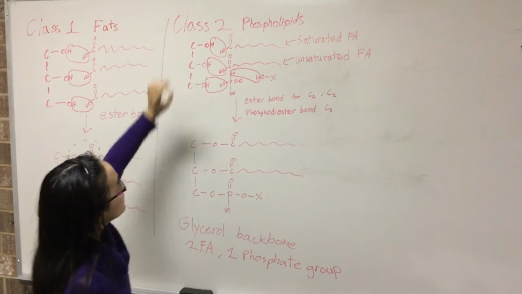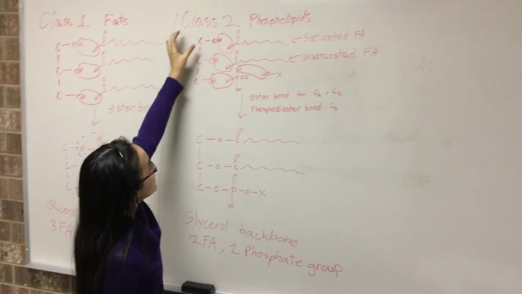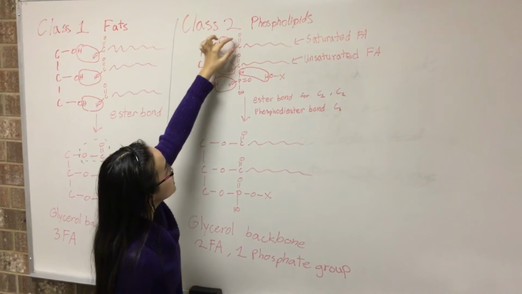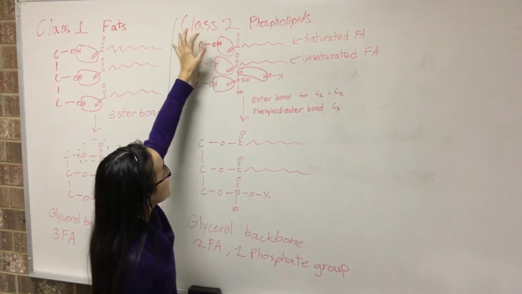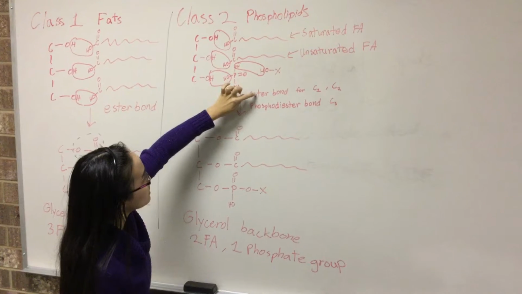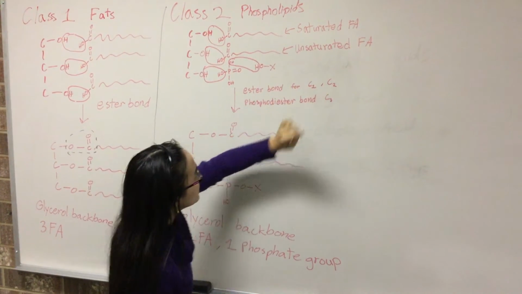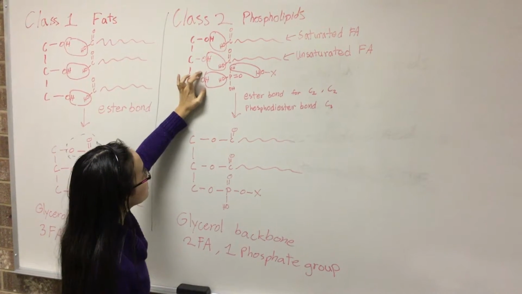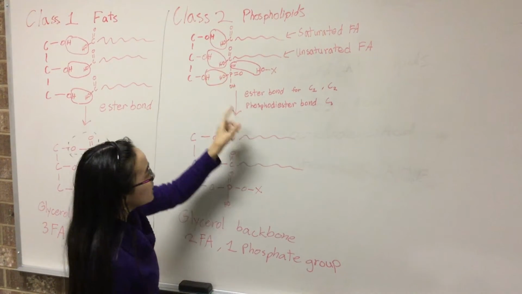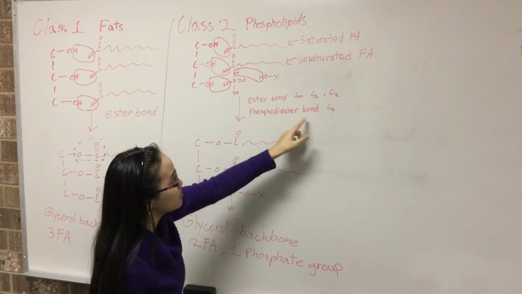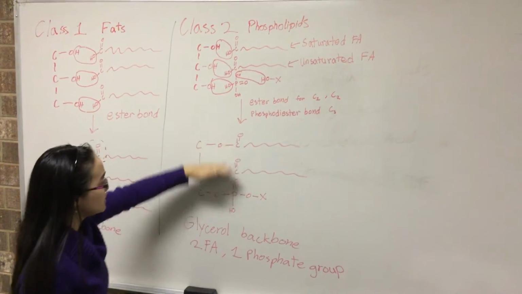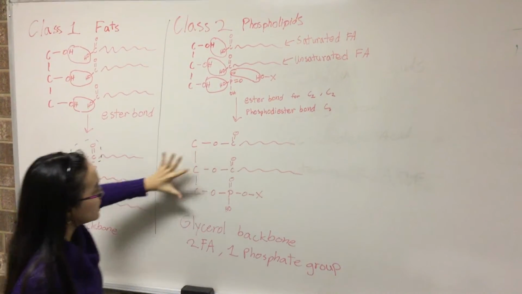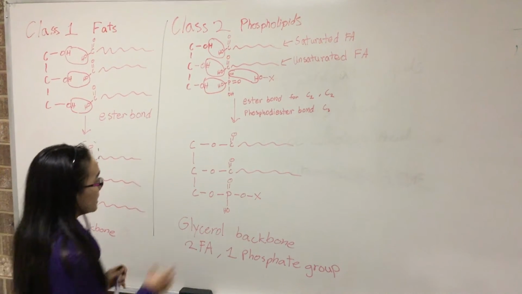So the bond that will form between this hydroxyl and these carboxyls right here, the fatty acids, will be an ester bond for C1, C2. This bond right here between the hydroxyl group and this phosphate group is called phosphodiester bond. And this is the result. So this right here is the phospholipid generally.